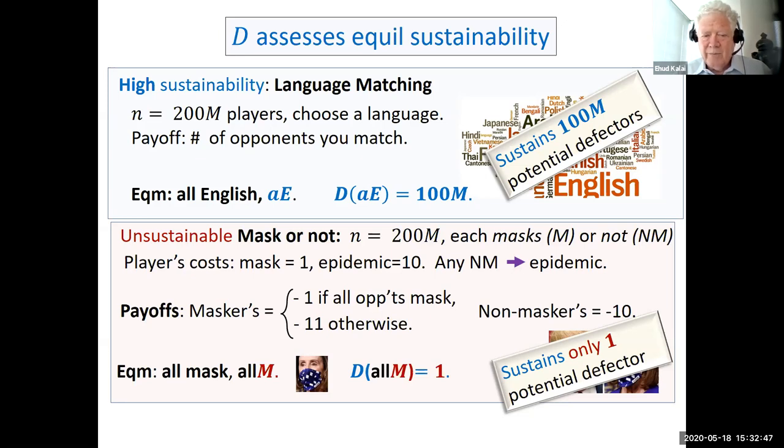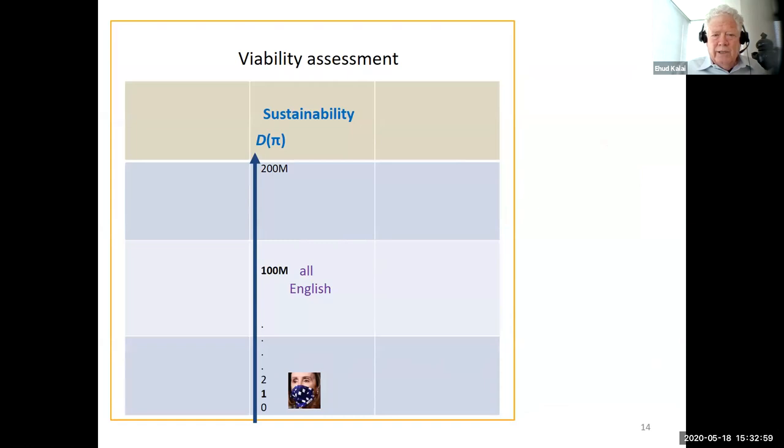And I would say that the defection index of this equilibrium is 1, or 1 defector can destroy the equilibrium. So this is an example of an unsustainable equilibrium. And I can put it in a diagram, which I'll use to help me view these things. If I put the sustainability level, everybody speaking English is very sustainable against many defectors. Everybody masking is sustainable, but only against a single defector.